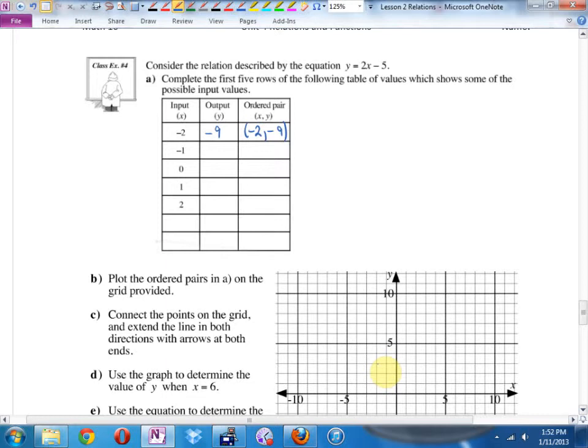Yes? What's the next input value they want me to try, Kira? Okay, let's see if we can do this in our heads. Imagine a little negative 1 right there. 2 times negative 1. Minus 5. Yep. So what you're really saying is negative 1, comma, negative 7 is a point on my graph. Let's put that on there.